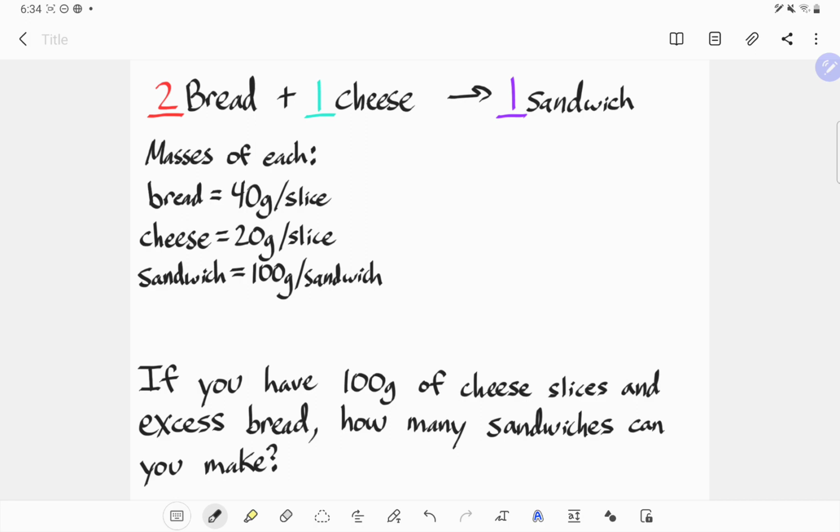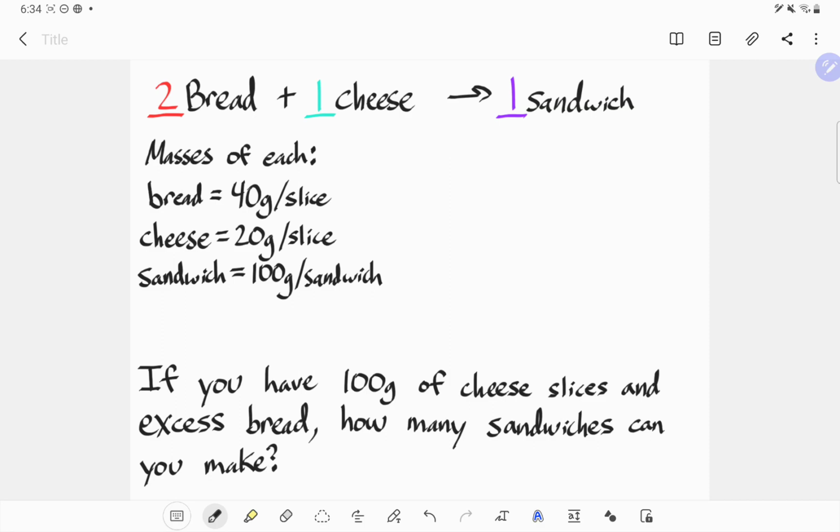All right, 100 grams of cheese. You might have just done this in your head. You might say 100 grams of cheese, if it's 20 grams per slice, that means we have 5 slices. So five slices of cheese. We have more than enough bread. And since for every 1 slice of cheese, we can make 1 sandwich, that means we're going to make 5 sandwiches.